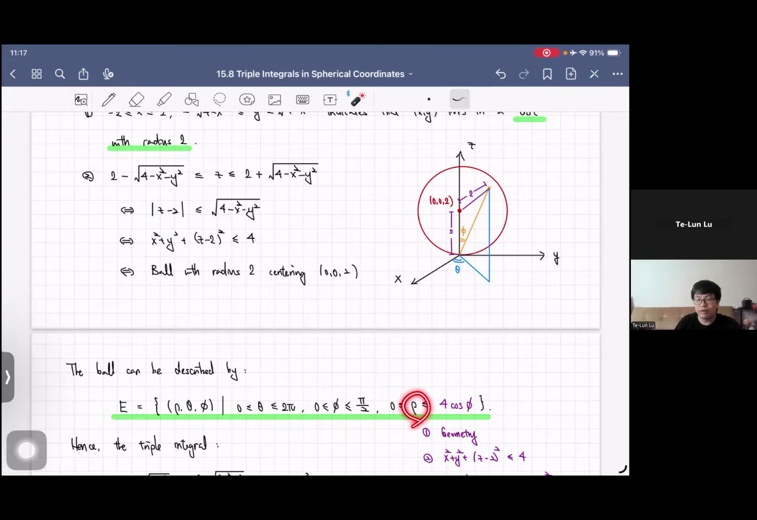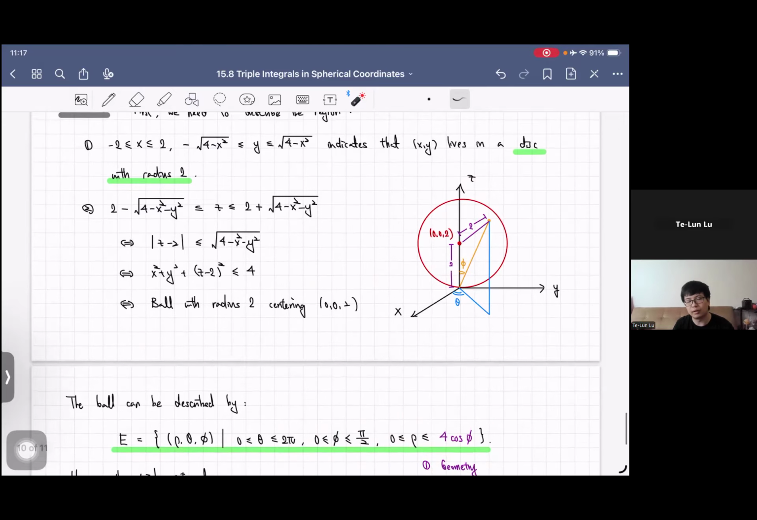And for rho, the radius, it is a little bit more tricky. So you can do this in two ways. First of all, by simple geometry, we see that for a particular fixed theta and fixed phi, let us find out the distance rho. So obviously rho goes from 0 towards this point, right? But what is this point?